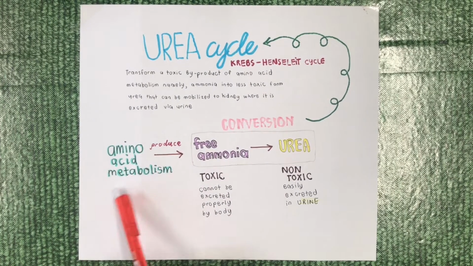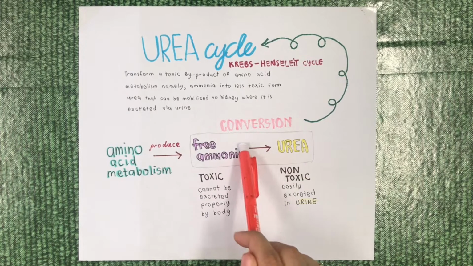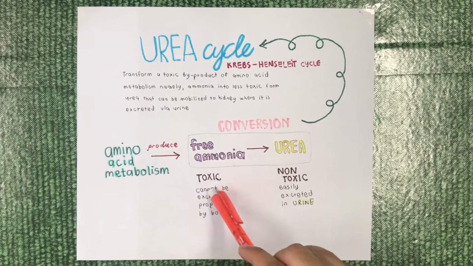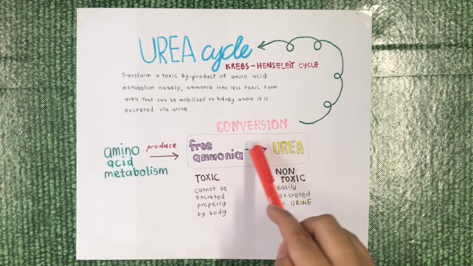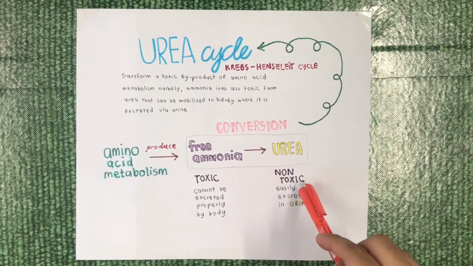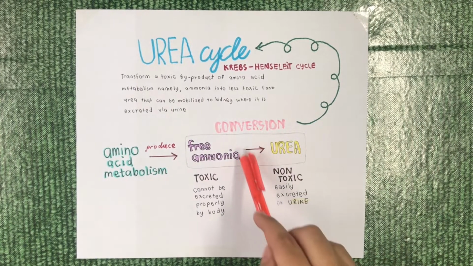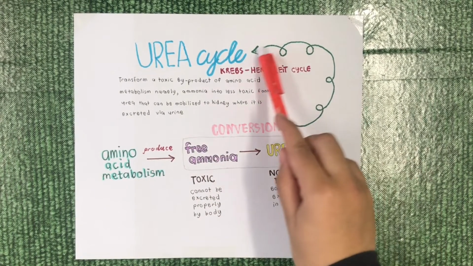So basically, amino acid metabolism will produce free ammonia. However, free ammonia is toxic and it cannot be excreted properly by the body. So it needs to be converted to urea, which is non-toxic and can be easily excreted in urine. The conversion of free ammonia into urea is what we call the urea cycle.